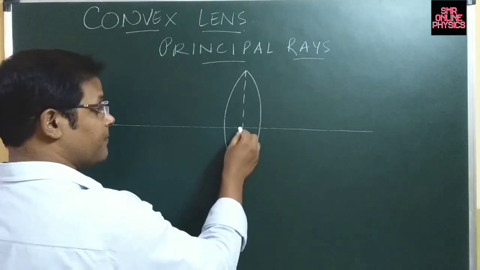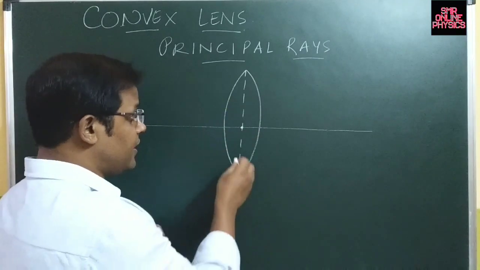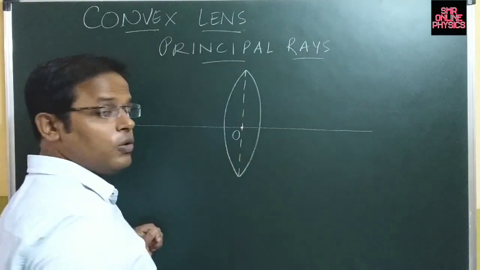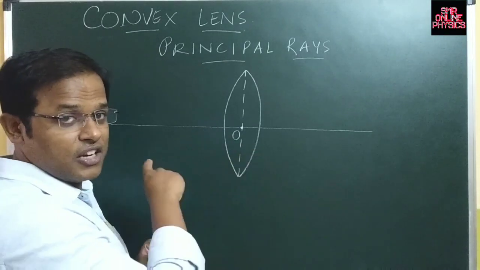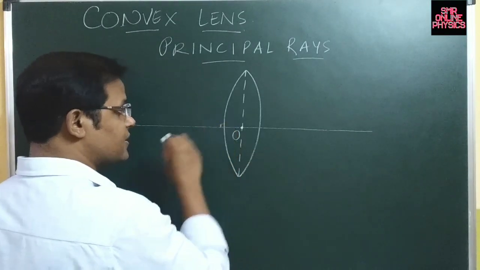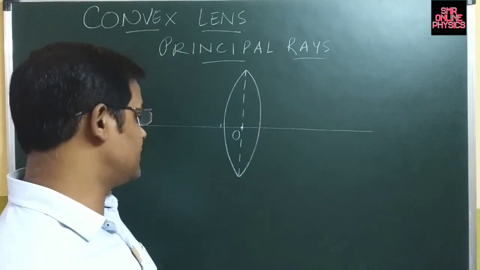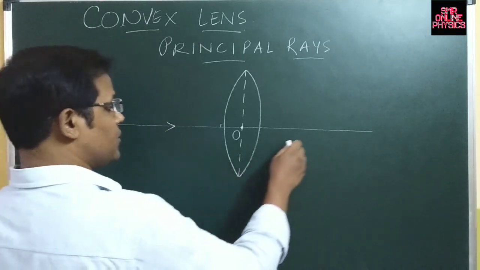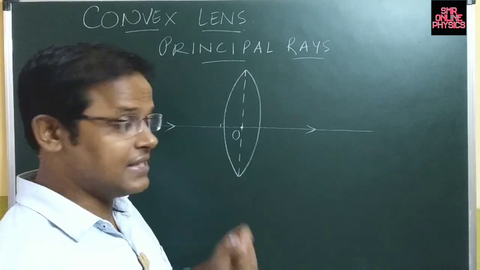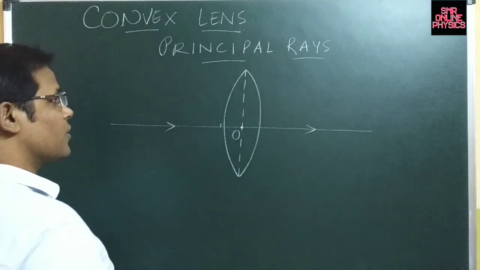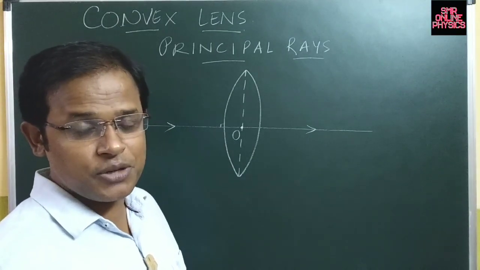Very simple to see here. This is the midpoint of the lens line between the refracting surfaces. This is better known as O, that is the optical center. Alright. So this is a ray of light or an imaginary line which strikes the surface at 90 degrees and hence goes undeviated through the lens. So this comes in and goes out. This is also better known as the principal axis. Okay, the principal axis.